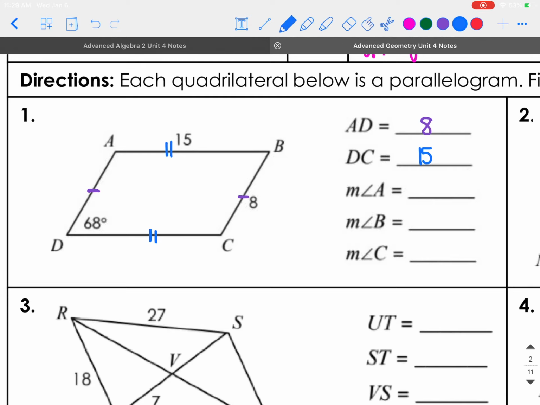Now, the measure of angle A, notice D, we have D is 68. A, those would be consecutive. They're not the same. If you look at them, it should be obvious they're not the same. So I need to do 180 minus 68. And that gives me 112. So A is 112. B is the same as D, so it's 68. And then C is the same as A, so it's 112.